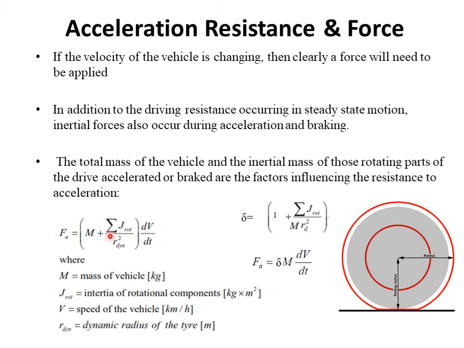Okay, and sometimes we will represent it like this: if you take this m outside, you can write it as m into 1 plus sigma J rotational by m into r dynamic square. That particular term, 1 plus sigma J rotational by m into r dynamic square, is represented by delta, where delta is a mass factor. So if we represent this term by delta, I can write this expression as Fa is equal to delta m into dv by dt. The same thing, where delta is called the mass factor.